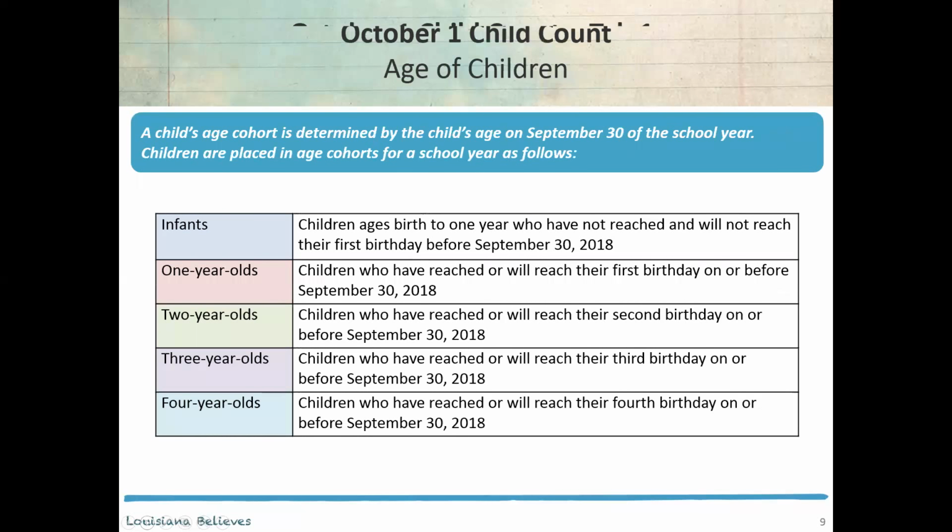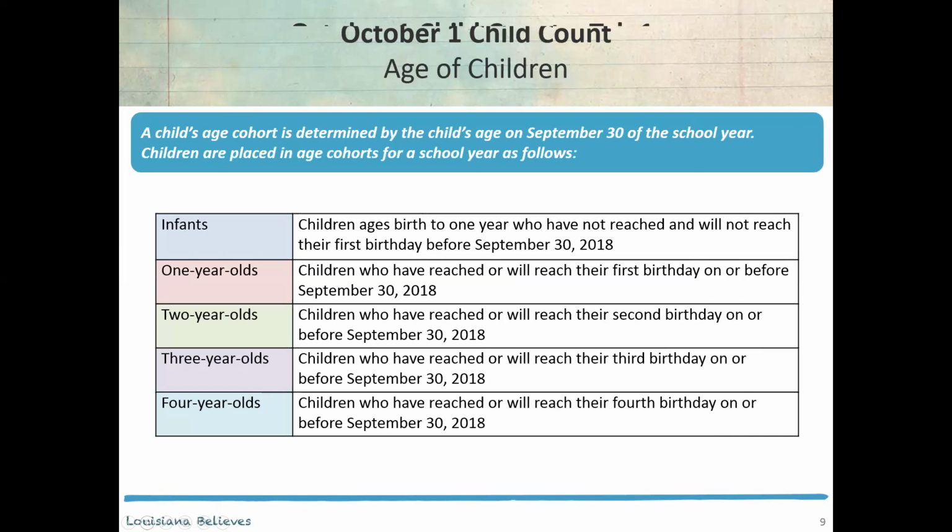A child's age cohort is determined by the child's age on September 30th of the school year. Children are placed in age cohorts for a school year as follows. Infants are children ages birth to 1 year who have not and will not reach their first birthday by September 30th, 2018. 1-year-olds are children who have or will reach their first birthday on or before September 30th of 2018.